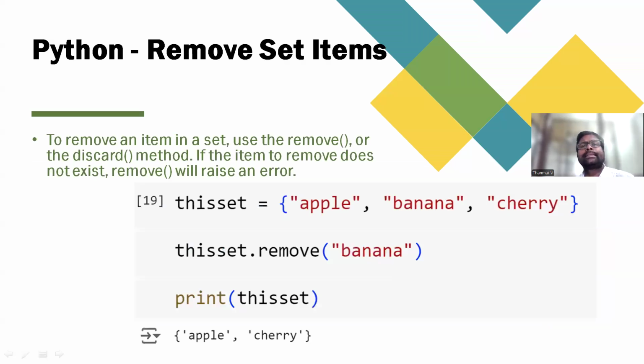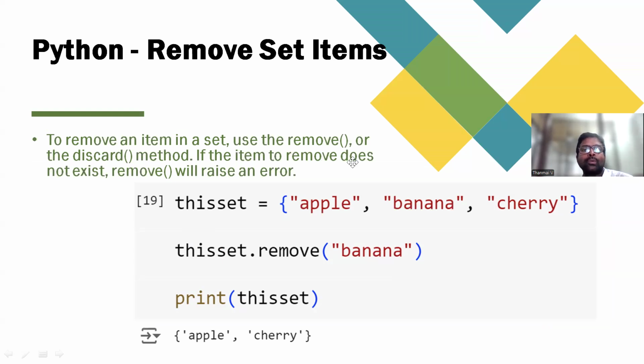Now, till now we discussed how we can add elements into the Python set. Now we will discuss how we can remove. We can add elements and we can remove elements from the set also, right? To remove an item in a set, we need to use the remove command or we can use the discard command.